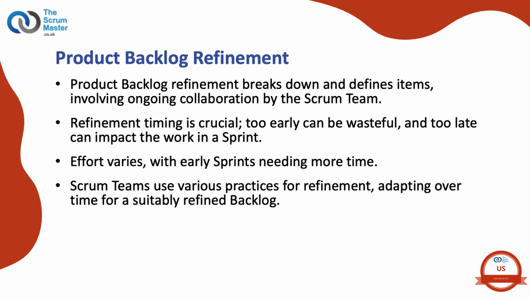Product backlog refinement is the act of breaking down and further defining product backlog items into smaller, more precise items. This activity is ongoing to add details such as a description, order, and size. Attributes often vary with the domain of work. This is an ongoing process in which the Scrum team collaborates.